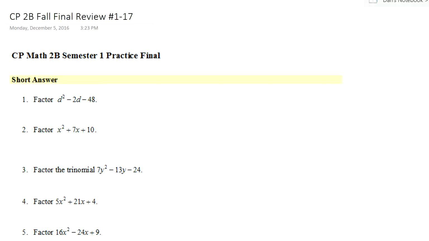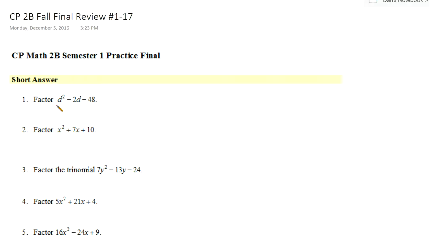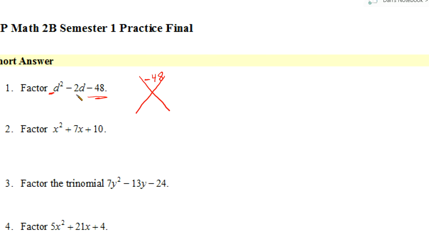We are looking at factoring. What I see with the factoring here is that there's a coefficient of 1 on the d squared. That means I can use my area and X marks the spot model, but I don't need to worry so much about the whole area model. I can go right to my diamond problem. I can take my negative 48, put it on the top here. Zoom in a little bit. I can take my negative 2 and put it at the bottom.